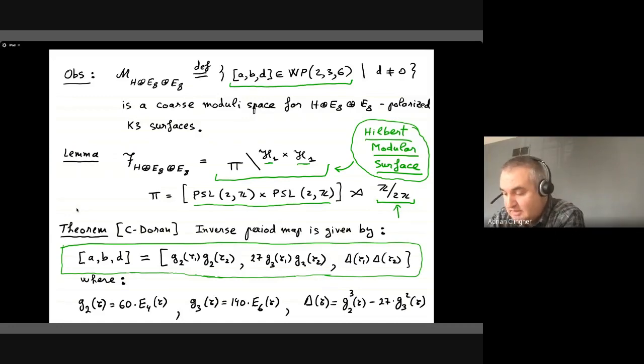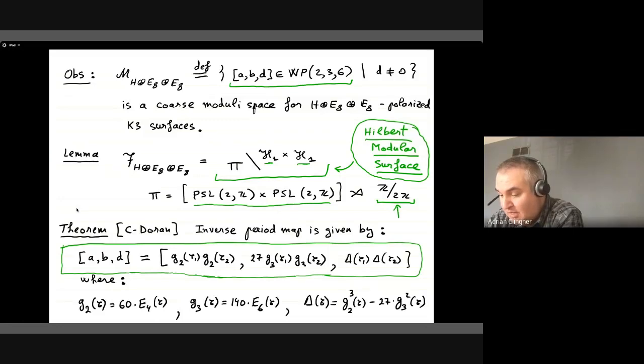So this is a modular surface, a two-dimensional surface, and the Torelli theorem in the case of this lattice polarization tells us that this modular quotient is isomorphic to the coarse moduli space that I indicated on top of this slide. So now the connection that appears with the SL2(Z) modular forms, the standard modular forms, is the following.